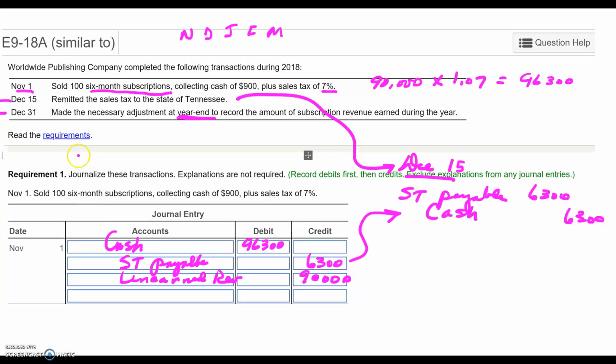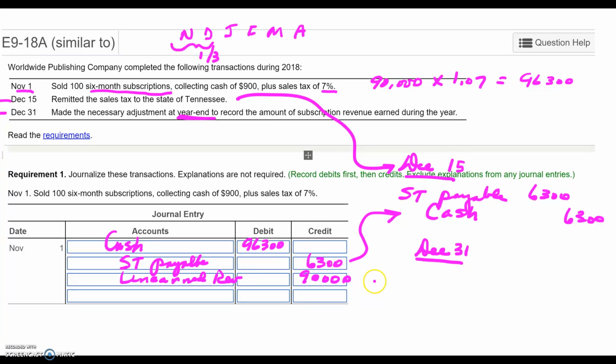Take a minute now and look at the necessary year-end adjustment. We sold it on November, and on December 31st we had 2 months. So 2 months out of November, December, January, February, March, actually April here. So 1/3 of the revenue was earned. I'll be back to you in 60 seconds. We'll do the entry for the year-end accrual.